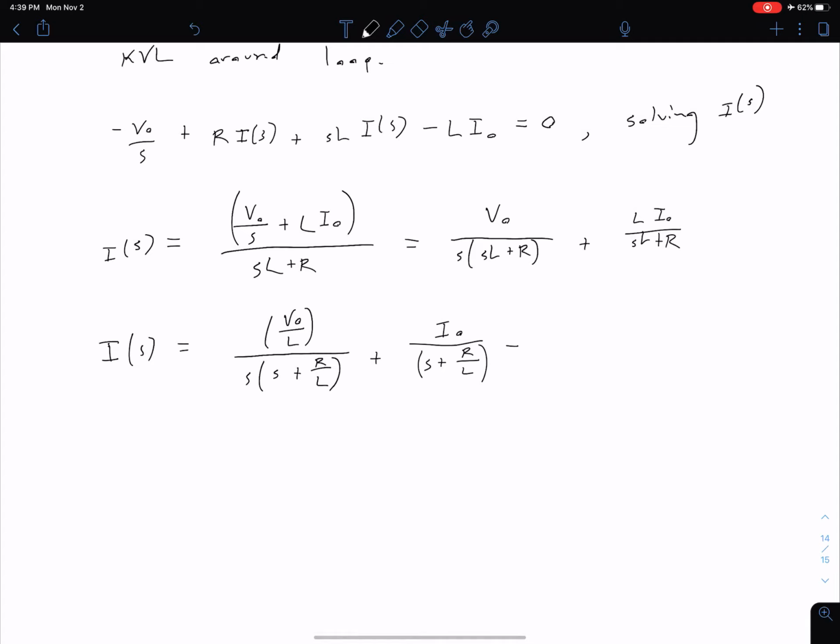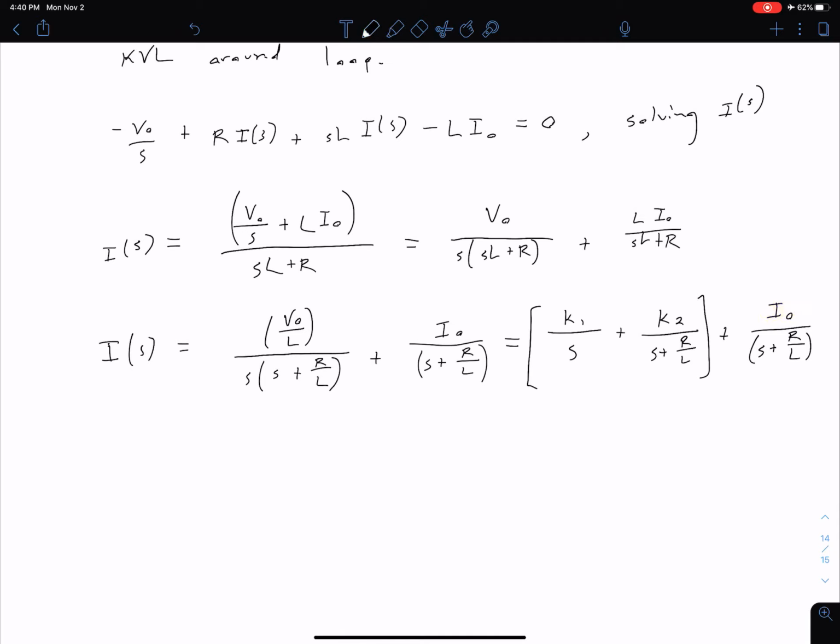So what we can do is write this as K1 over S plus K2 divided by S plus R over L, because we had the two poles in this expression here, so we need to split that up. And then we still have our plus I0 divided by S plus R over L as our other term, where we only have the one pole in the denominator, and this is a constant value.